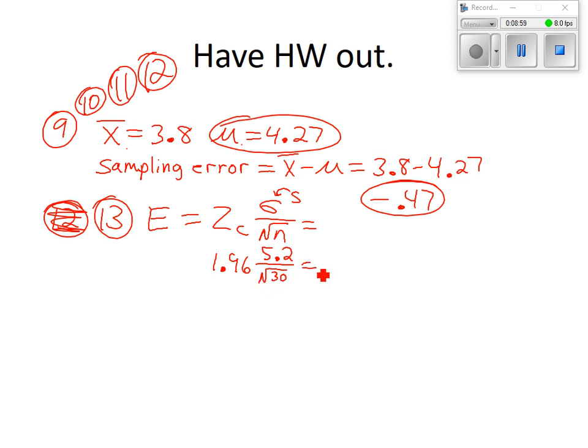When you're punching this into your calculator, the way I do it on my calculator is I punch in this part first. 5.2 divided by the square root of 30, it equals, and then just hit times 1.96. Thank you. 1.860. And go out about 3 places, that's what we usually go out. Again, that's our E, which is our margin of error.